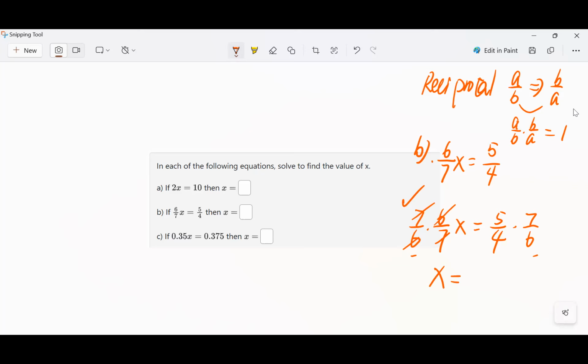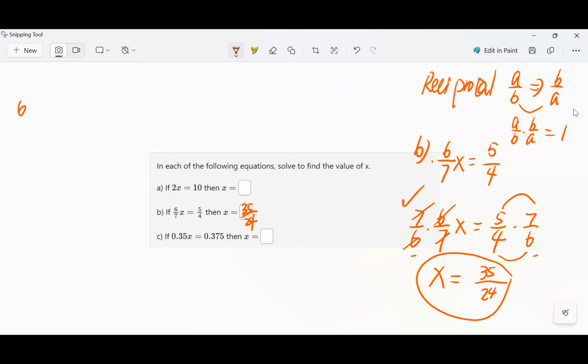On the right-hand side, 5 times 7 is 35, and 4 times 6 is 24. You can leave it like that. We cannot simplify; this is the best we can do. So the answer is 35 over 24. Oh, I feel like I knew that. I think I just had a brain fart.